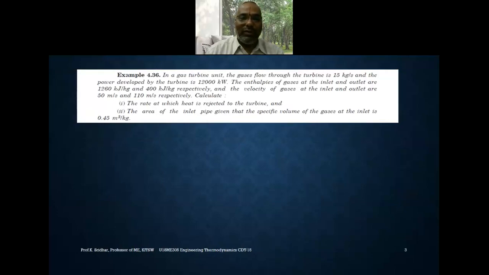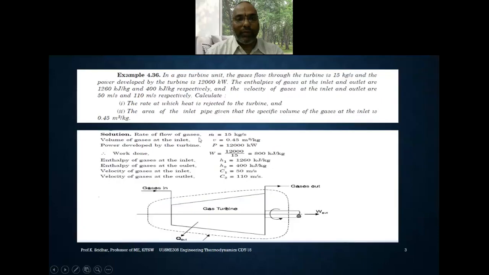Since the topic is restricted to numerical problems, let us solve one problem which was given in an earlier GATE examination. It pertains to a gas turbine application. In a gas turbine unit, the gases flow through the turbine at 15 kg per second. That is, the mass flow rate is given as 15 kg per second, and the power developed by the turbine is given as 1200 kilowatts. So here you are able to see the power developed is equal to 12,000 kilowatts.